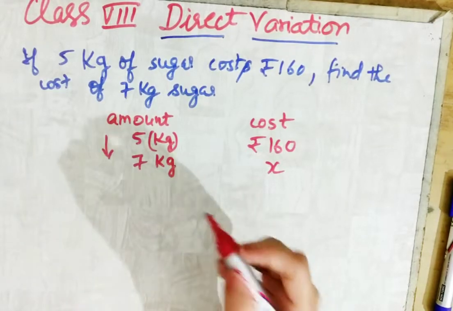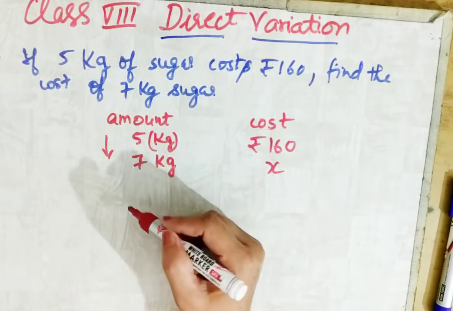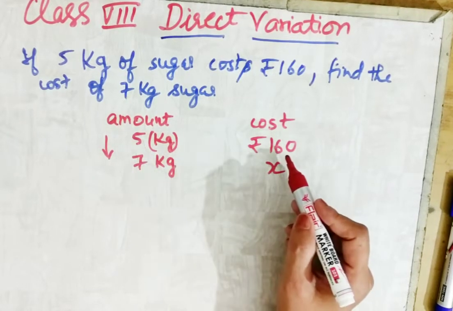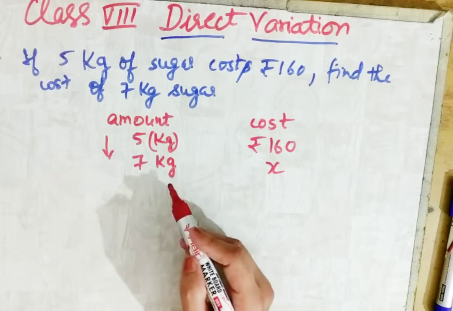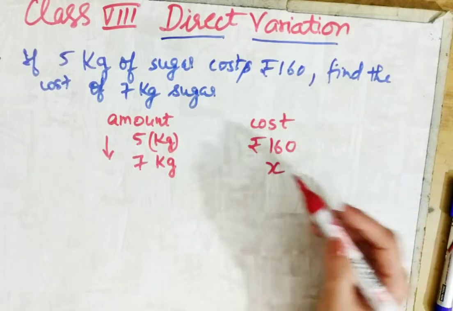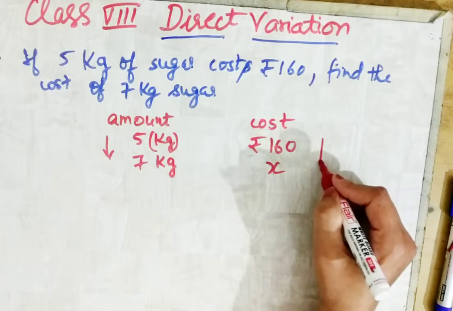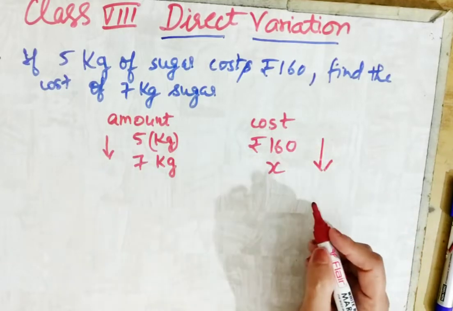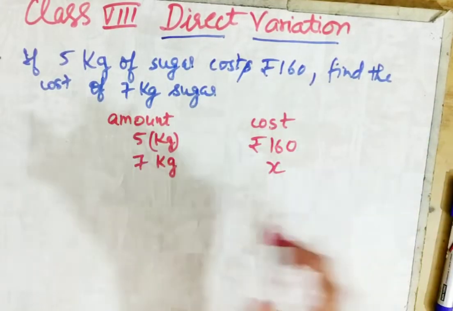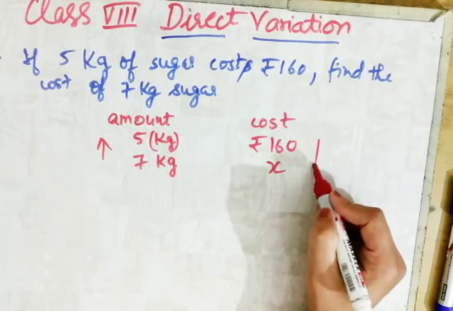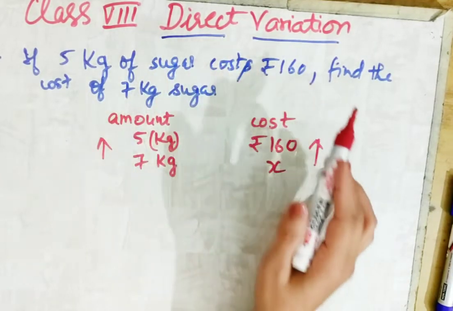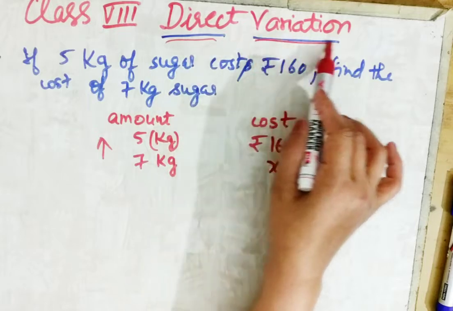So, one thing is increasing, the amount is increasing. Obviously, if 5 kg sugar costs 160, then 7 kg sugar will cost more. This you have to correlate. So in this kind of variation, both sides increase. If you put the sign for increase like this, it will be better. So this kind of variation is known as direct variation.